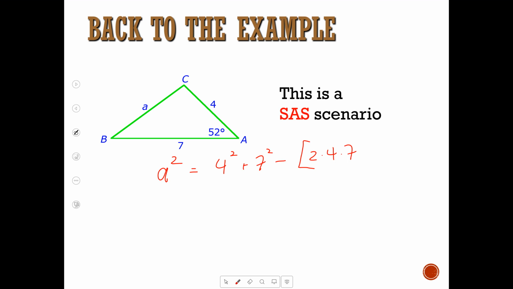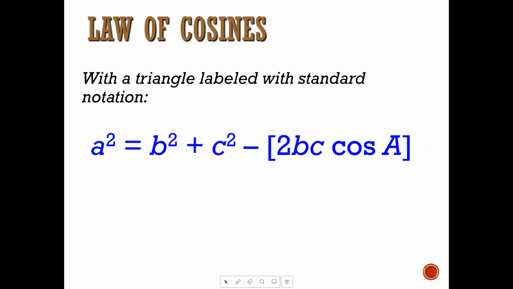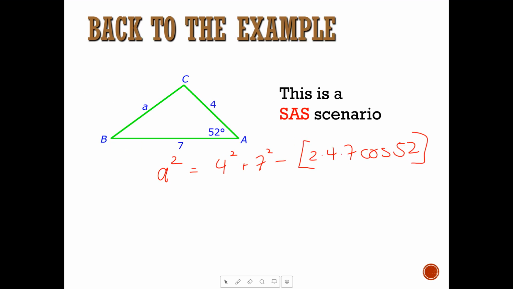No subtraction, just multiplication. Notice if I go back, whoops, no, that's not right. If I go back, there's no subtraction there, it's all multiplication. Okay?